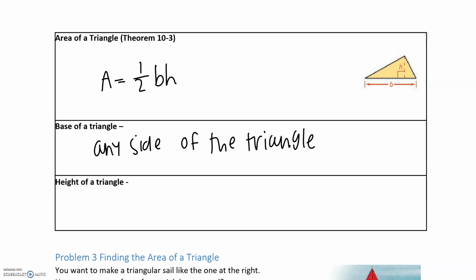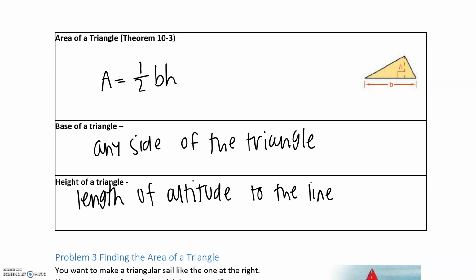Okay, our height is going to be the length of that altitude, just like last time. So it's the length of the altitude to the line containing the base.